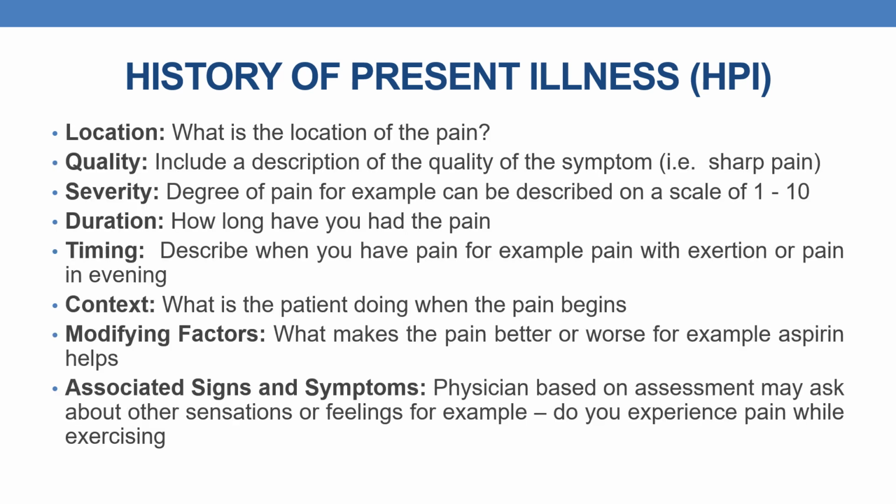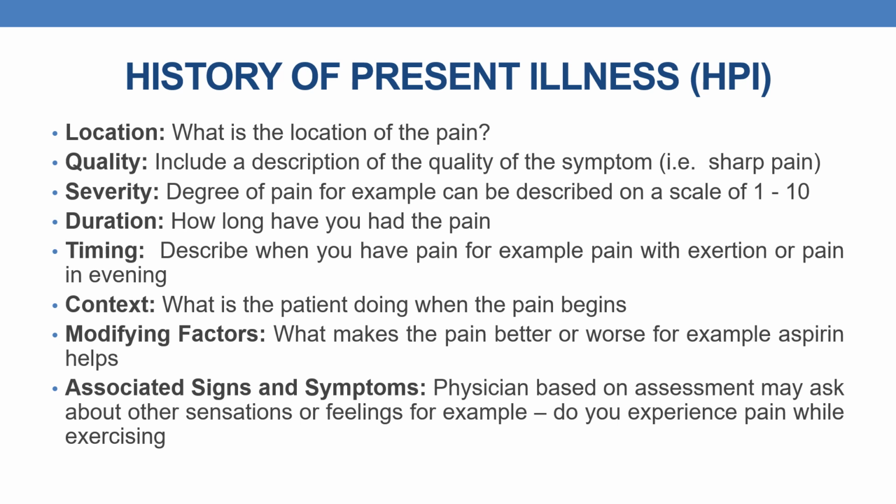Now let us discuss the 8 elements of HPI with an example of pain. Let us suppose a patient presents with pain. With that example, let us discuss each and every element. So the first element is location. What does location indicate? The location simply indicates the anatomical site of the pain. Suppose the patient has knee pain, knee is the location. If the patient has elbow pain, elbow is the location.